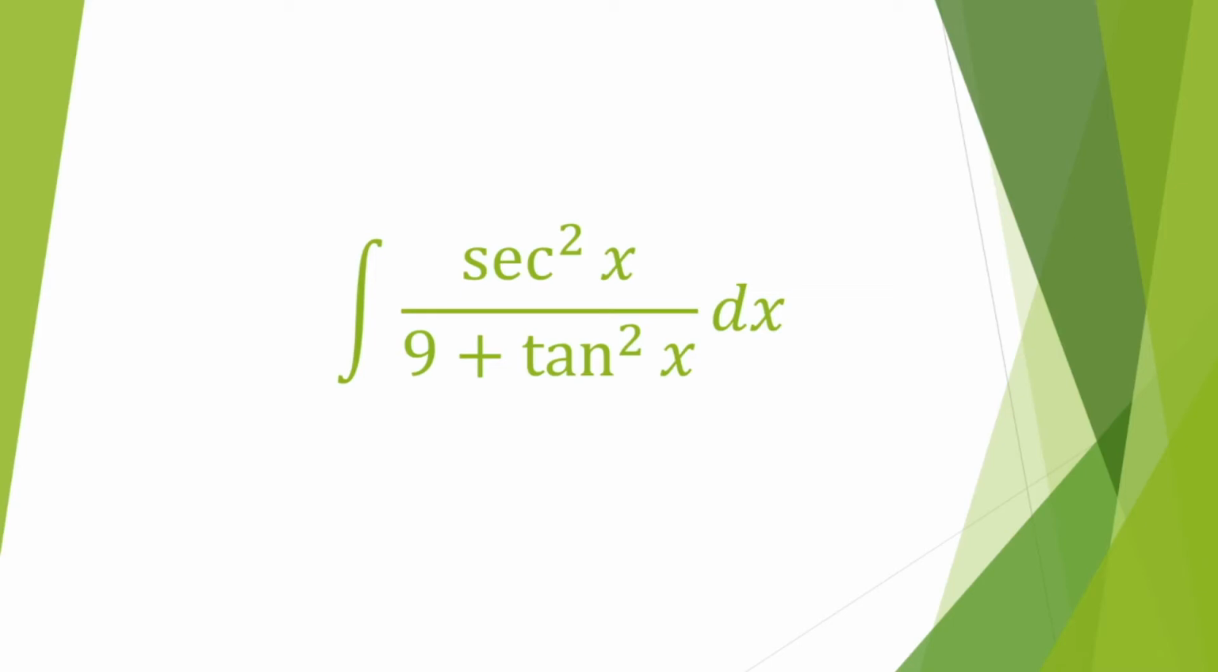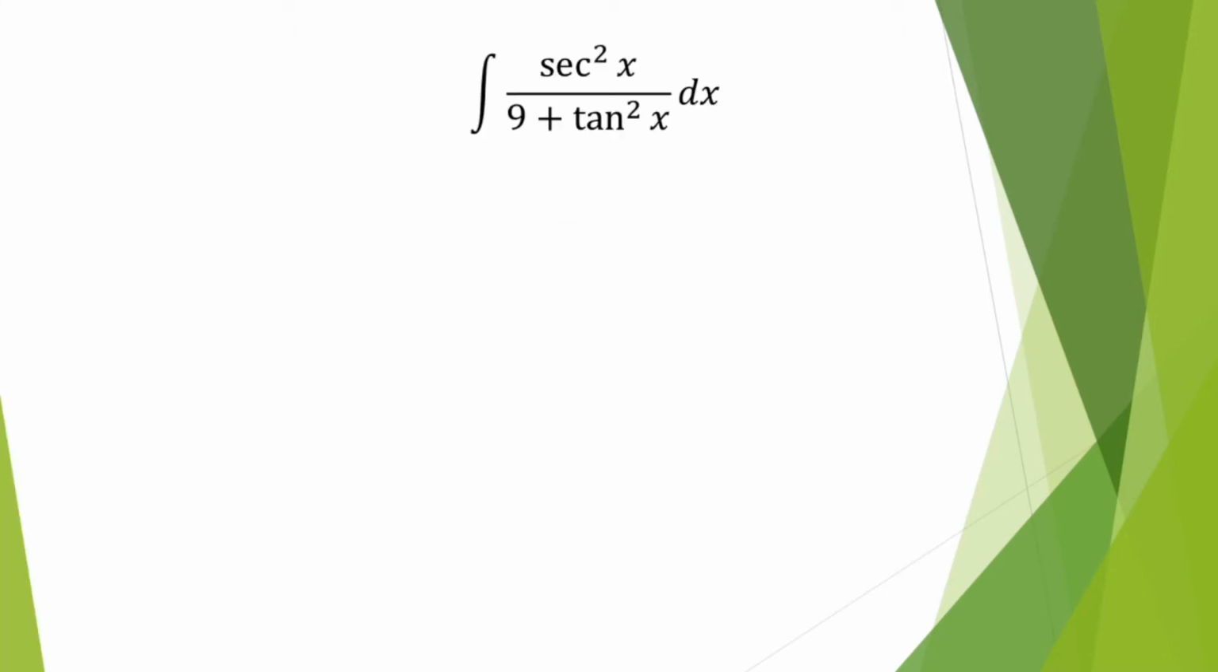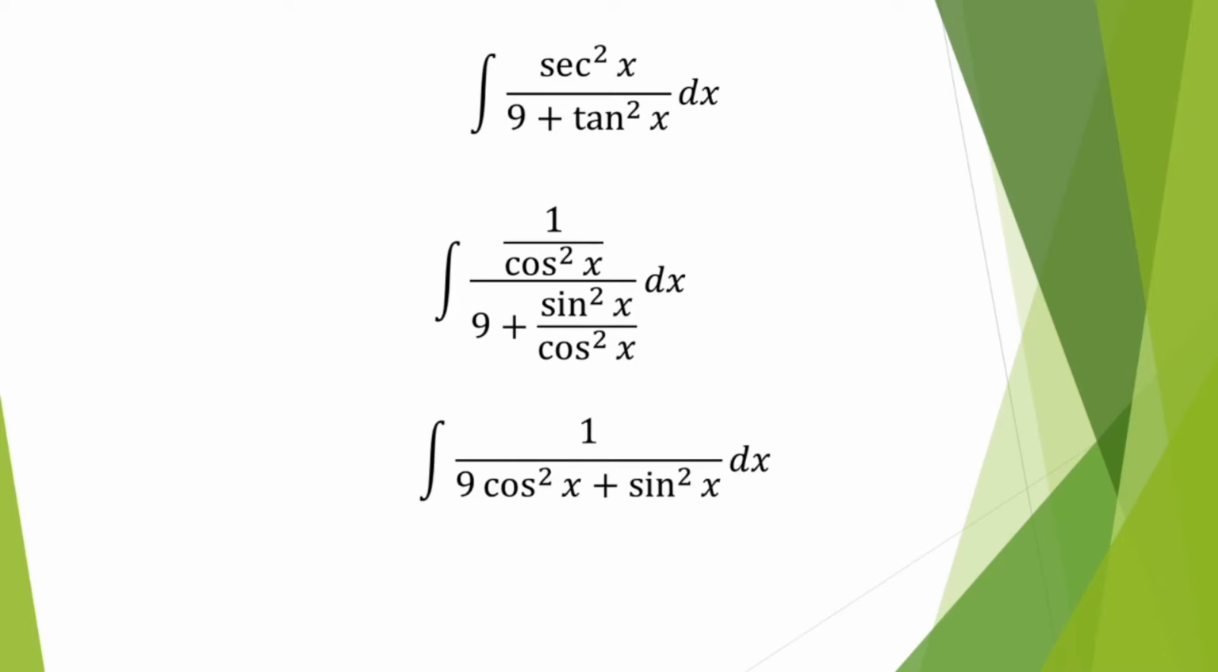In this video, I'll be solving the integral of secant squared x over 9 plus tangent squared x dx. The first thing I'm going to do is rewrite this in terms of sines and cosines. Secant squared is 1 over cosine squared, and tangent squared is sine squared over cosine squared. Right now I see that there are two cosine squareds in the denominator, so I'm going to multiply top and bottom by cosine squared. So I'm going to cancel out the cosine squareds and be left with 1 over 9 cosine squared plus sine squared.